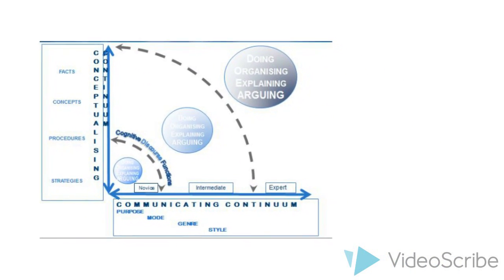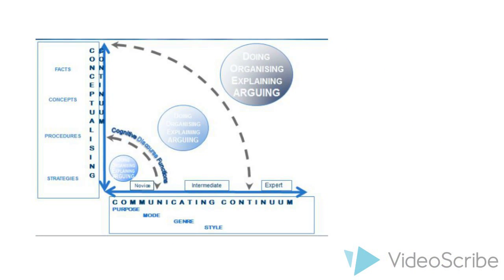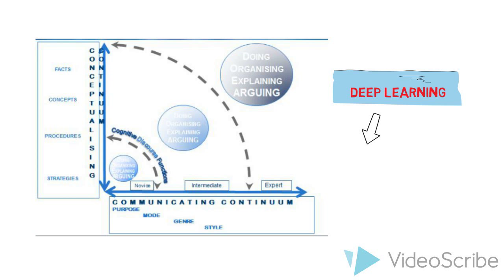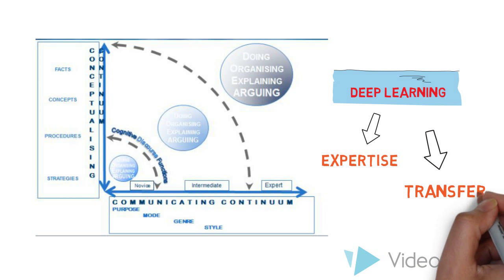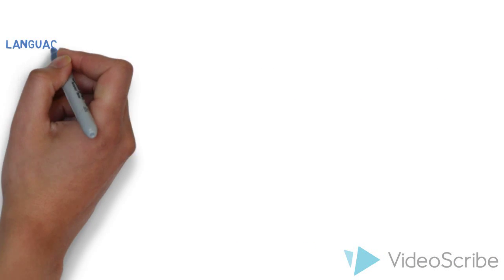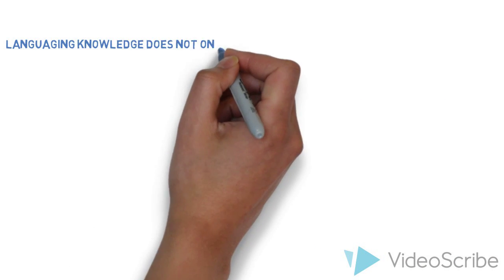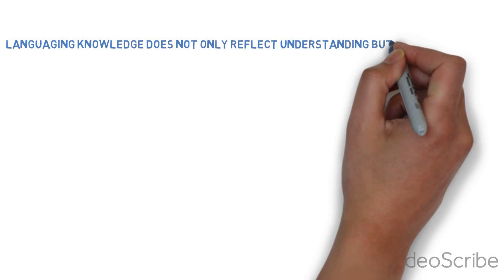Looking at the two dimensions, conceptualizing and communicating, as inseparable sides in the learning process and working on them in this integrated way will lead our students to deep learning. This deep learning will allow them to develop expertise in particular domains of knowledge and the ability to transfer what is learned in one context to others. For us as teachers, it is important to remember that languaging knowledge does not only reflect understanding, but also promotes it.